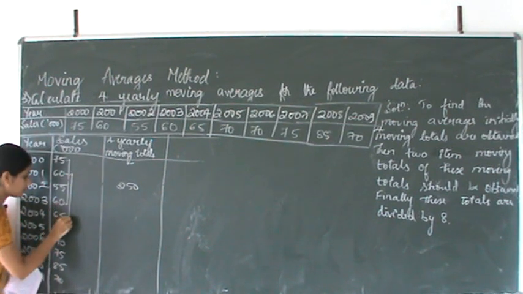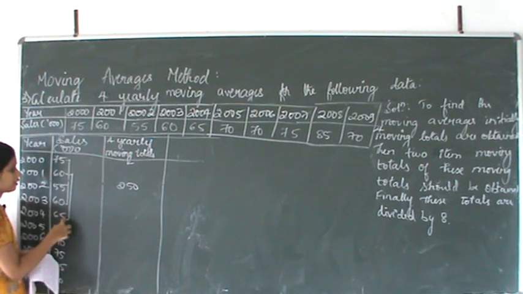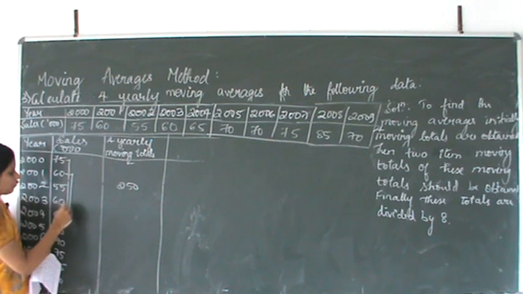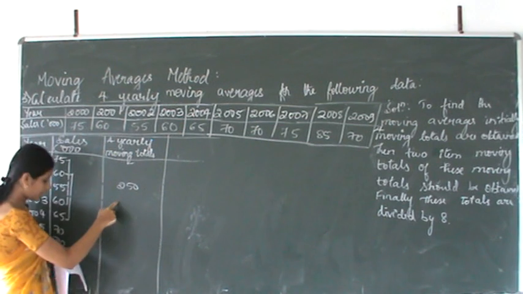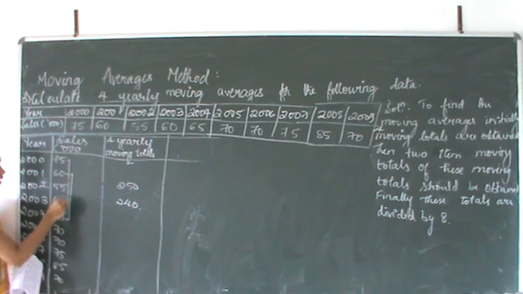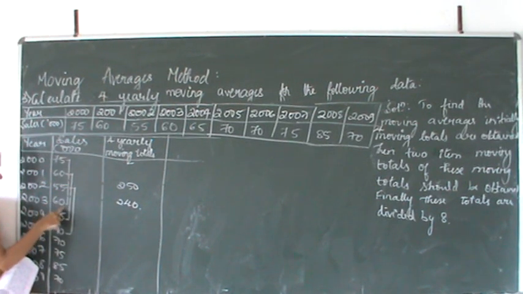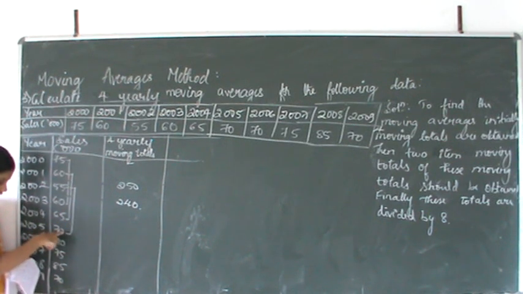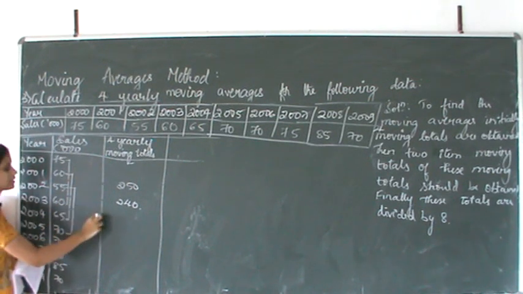Next 4 years you are going to consider: 60 plus 55 plus 60 plus 65. It comes to 240. So you are going to write 240 in between 55 and 60. Next, consider from 55 up to 70: 55 plus 60 plus 65 plus 70. It comes to 250. So 250 you are going to write in between 60 and 65.